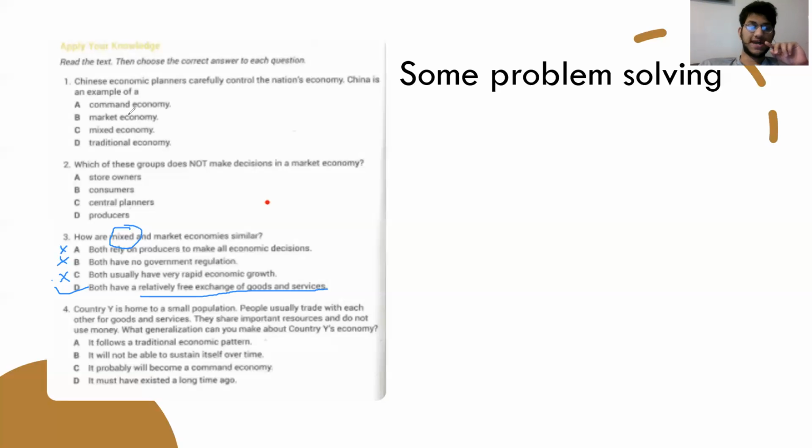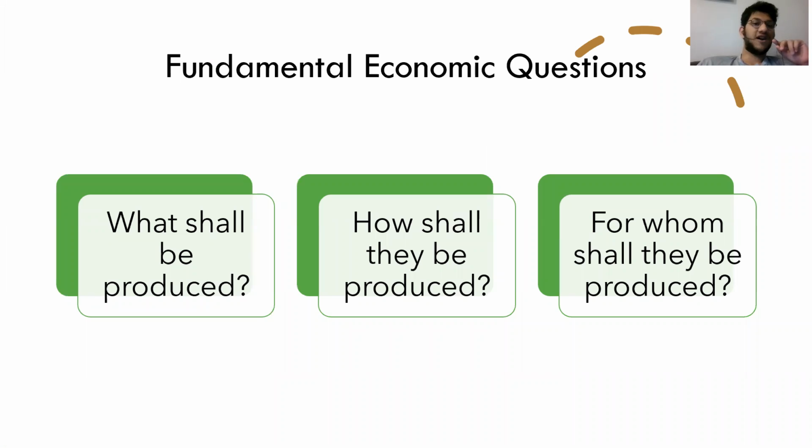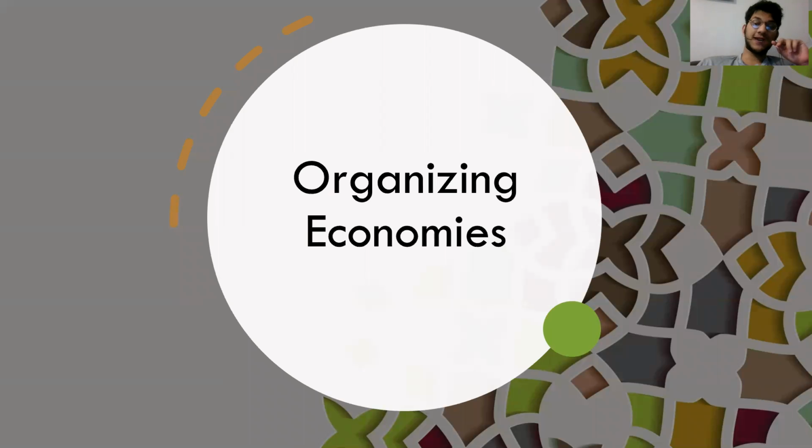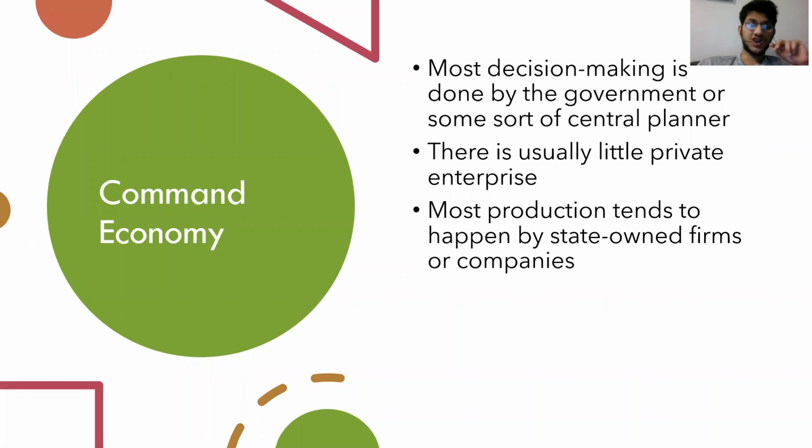It's important to remember what command economies are, what market economies are, what mixed economies are, what traditional economies are. We already covered that a bit in the previous lecture, but it's also important to just have a rough idea of what these kinds of economies are and remember that they're all trying to answer the fundamental economic questions of what shall be produced, how they shall be produced, or for whom they shall be produced. And if you have these questions in mind in terms of organizing economies, it's easiest to think about the extent to which the government is involved and the extent to which producers and consumers are involved.